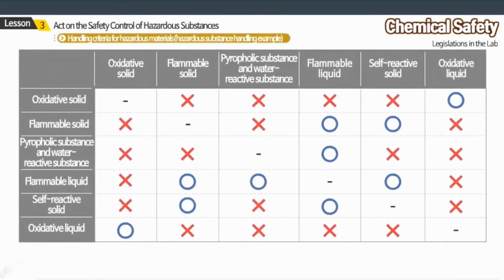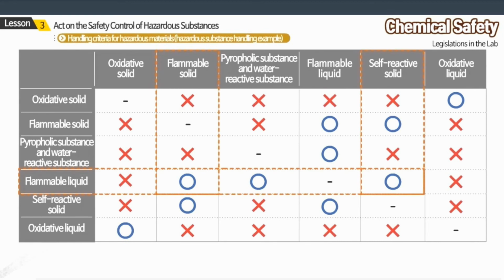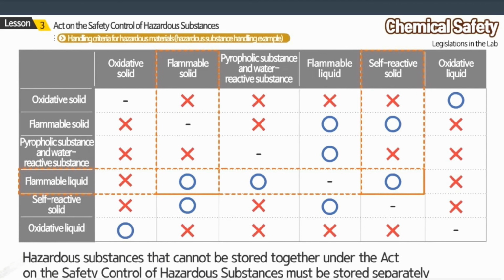As such, the Act on the Safety Control of Hazardous Substances prohibits the mixed storage of different hazardous substances. Flammable liquids and flammable solids, flammable liquids and self-reactive solids can be stored together. However, other substances cannot be stored together under the Act on the Safety Control of Hazardous Substances. They must be stored separately, even inside laboratories.